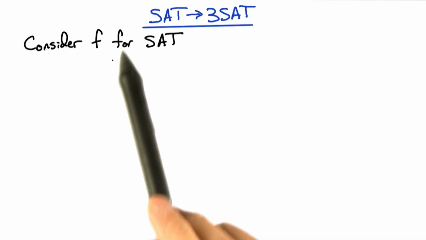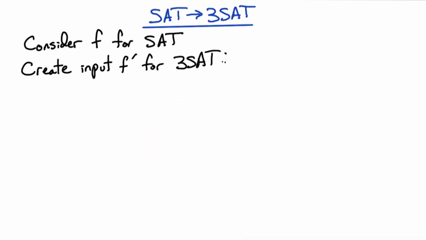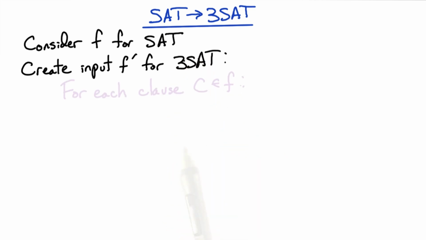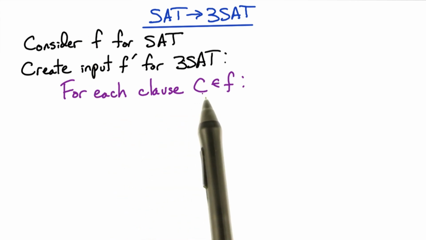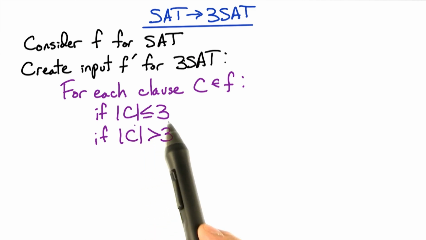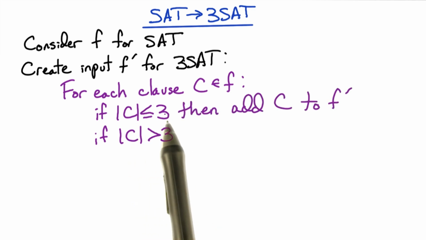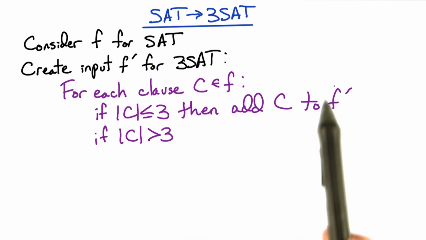So let's consider an input formula F for the satisfiability problem. And let's create an input formula for the 3-SAT problem by the following procedure. Let's consider the clauses of F one by one. So for clause C in F, we'll have two cases, depending on whether the clause is of size at most 3 or strictly bigger than 3. If C contains at most 3 literals, then we can add this clause as is to this new formula.